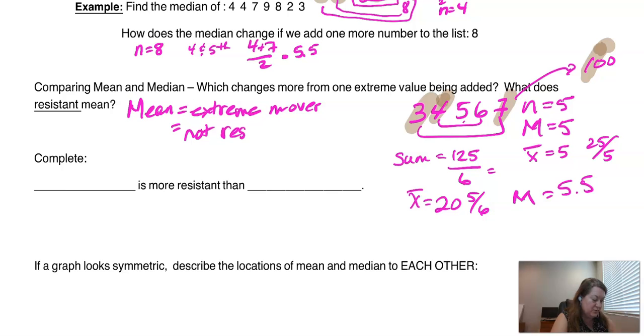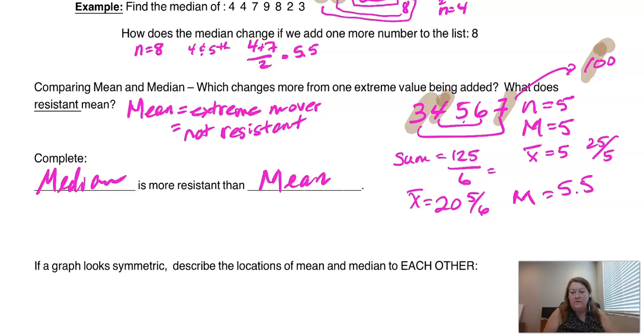If it was resistant, resistant would mean it's stuck, right? It doesn't move much. So this mean is not resistant. It's not as resistant as the median, at least. So complete the words: which one is more resistant than the other? Resistant means it's stuck. It doesn't want to move as much. So we would say the median is more resistant than the mean. Okay, now that's going to be an important fact later.